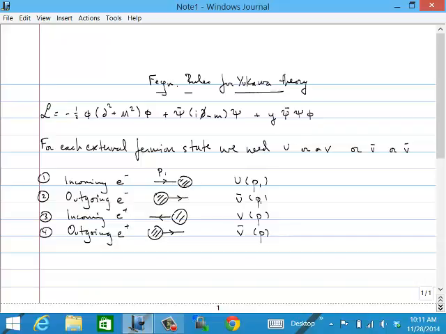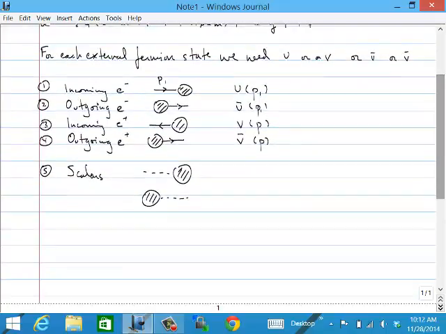Okay. And then, of course, you have incoming and outgoing scalars. Those are simpler. So, for example, those I'll denote by a dotted line. So this is an incoming scalar. This is an outgoing scalar. Of course, scalars don't carry any spin or polarization or anything like that. So there are no extra factors in the diagram associated with that. We just need to specify their momentum.